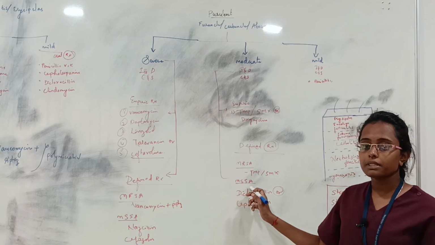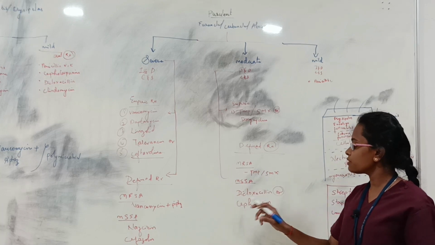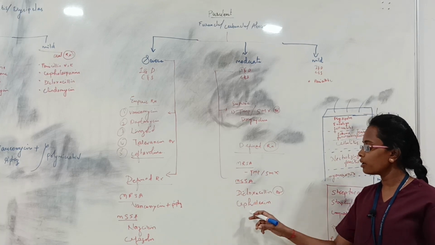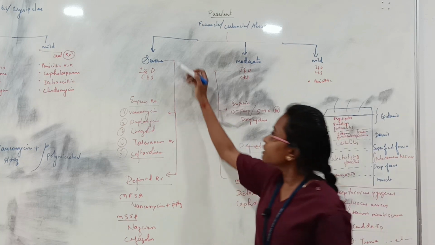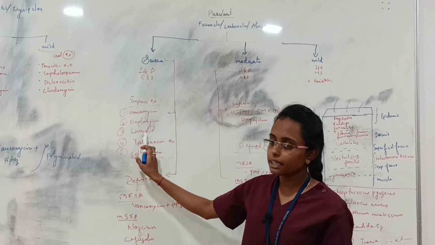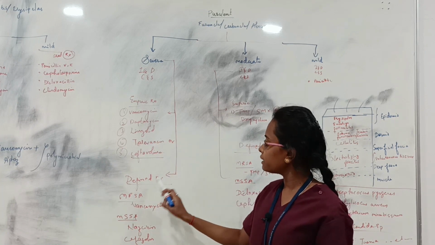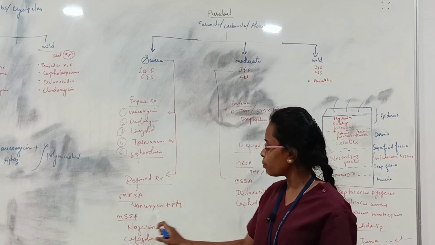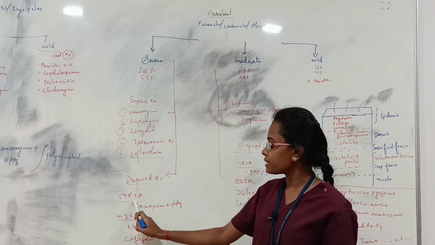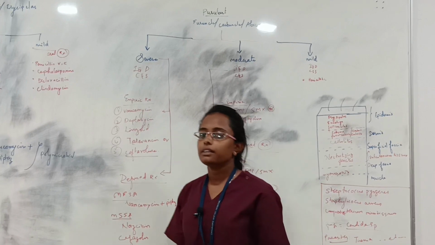And what is MSSA? Methicillin susceptible Staphylococcus aureus. For this, we'll use dicloxacillin or cephalexin. And in a severe case, we will use vancomycin, daptomycin, linezolid, tigecycline, or ceftriaxone. And in definitive treatment, we'll use vancomycin plus piptaz for MRSA, and for MSSA, nafcillin, cefazolin, and clindamycin.